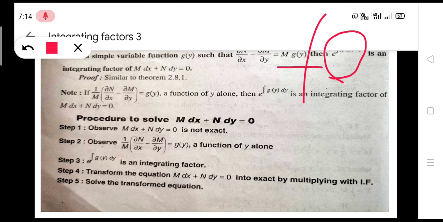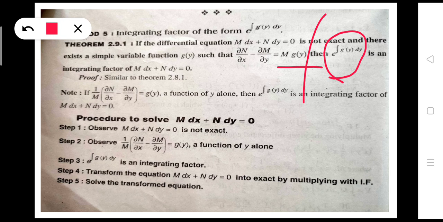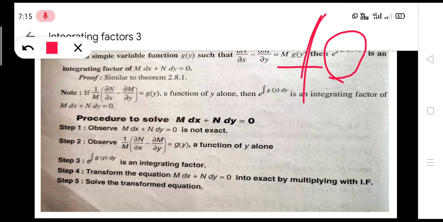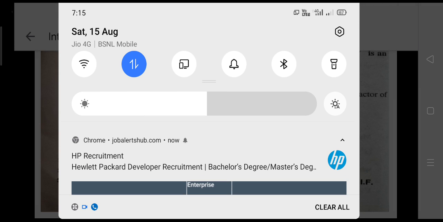Proof. This proof is similar to the previous theorem, so you have to do this theorem yourself. We already did one problem based on this one. So this is do it yourself only. One minute.